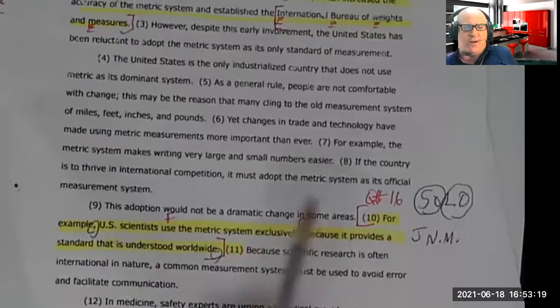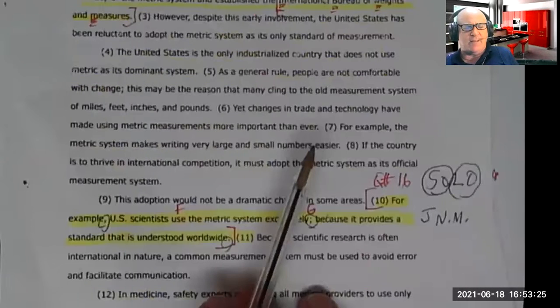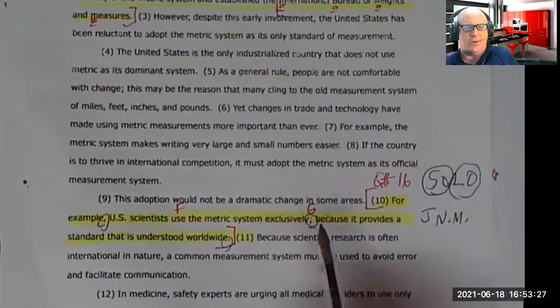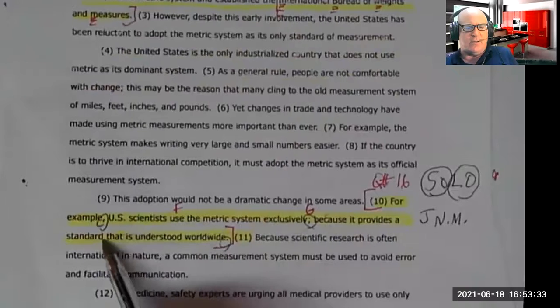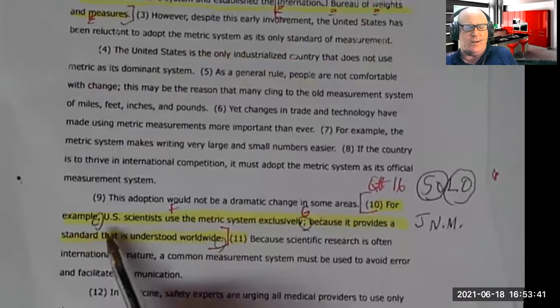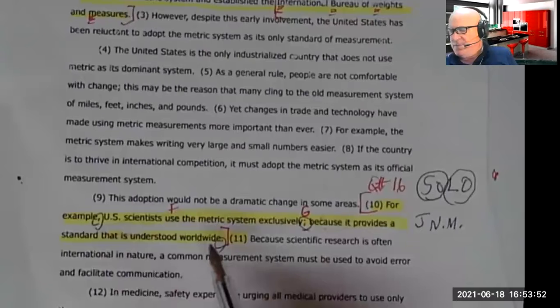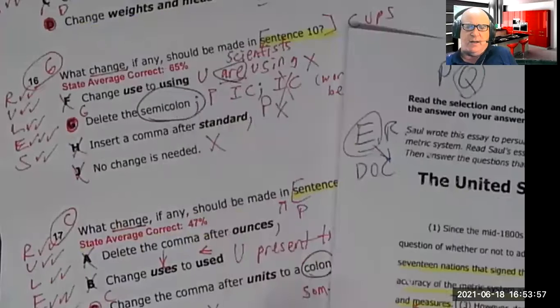And let's check and see. It said insert a comma after standard. Let's see why we would not do that. It provides a standard that is understood worldwide. Since the standard is that which we are talking about, we wouldn't need to separate these with a comma. And so that's where you need to know the difference between restrictive and non-restrictive commas, because in that situation we don't need a comma to separate. So that's how I would do number 16.